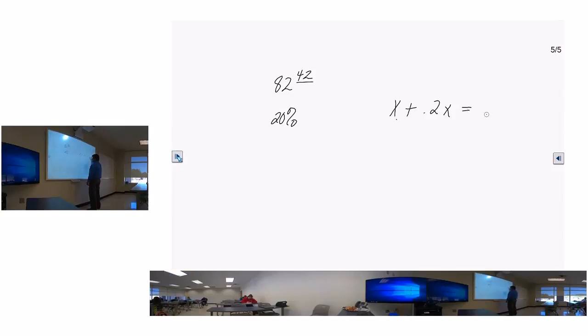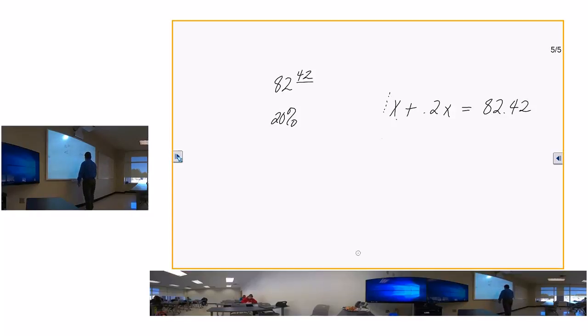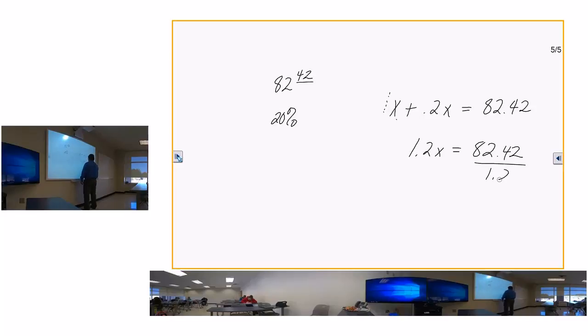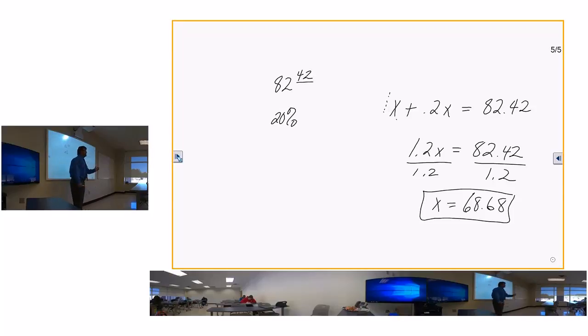1.2x is equal to 82.42. Now, what's $1 plus 20 cents? $1.20. And divide 82.42 by 1.2. Can somebody give me that price? 15 minutes later. 20 minutes later. 68.68. 68.68. Everybody agree with that? Mm-hmm. So the original meal cost $69.